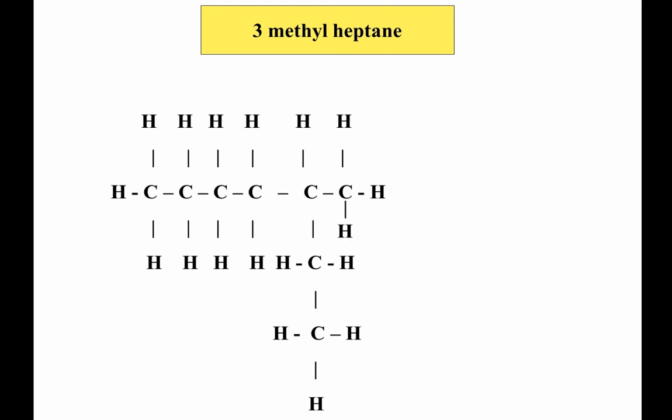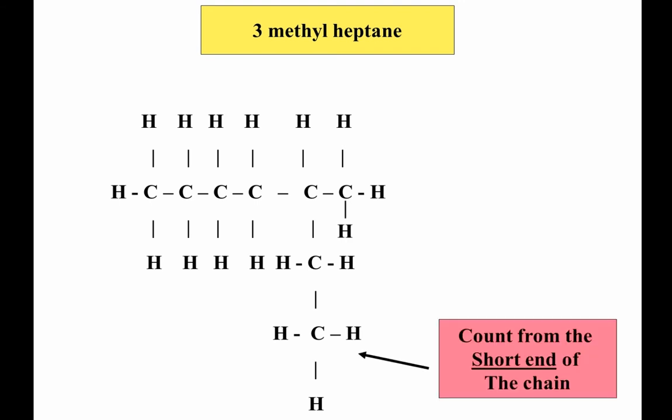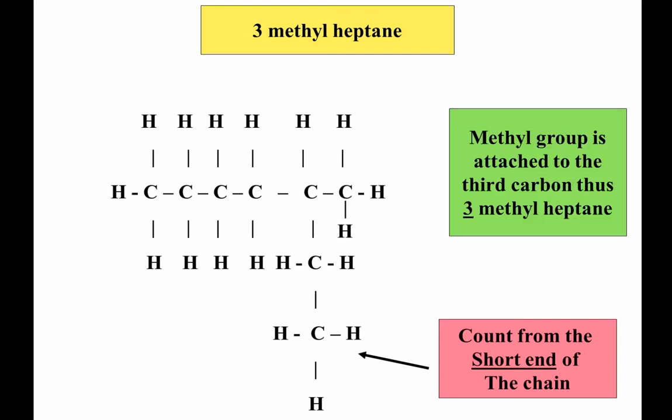Now here we have our compound again, and we're going to count from the short end of the chain. That's very important. Before I mentioned that the side chain was attached to the 5th carbon from the long end and the 3rd carbon from the short end. When we identify the name for the compound, we always count from the short end of the chain. Therefore, this would be 3-methylheptane, because it is attached to the 3rd carbon.